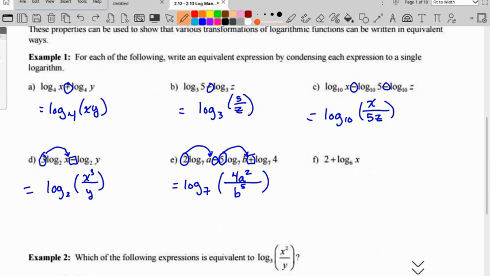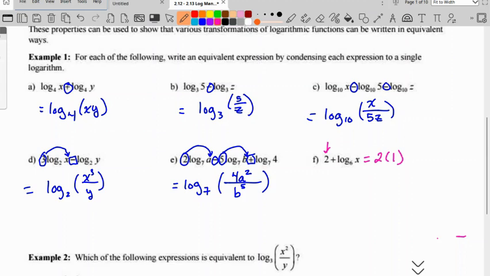So here they've got 2 plus log base 6 of x. And at first I thought, oh, that was a typo, but it's not a typo. They want you to convert a plain number to a logarithm. Did you guys do that last year? Like I said, I don't think we usually do that, okay? So let me show you how to do that. So we're just going to think of 2 as 2 times 1. Do you agree?